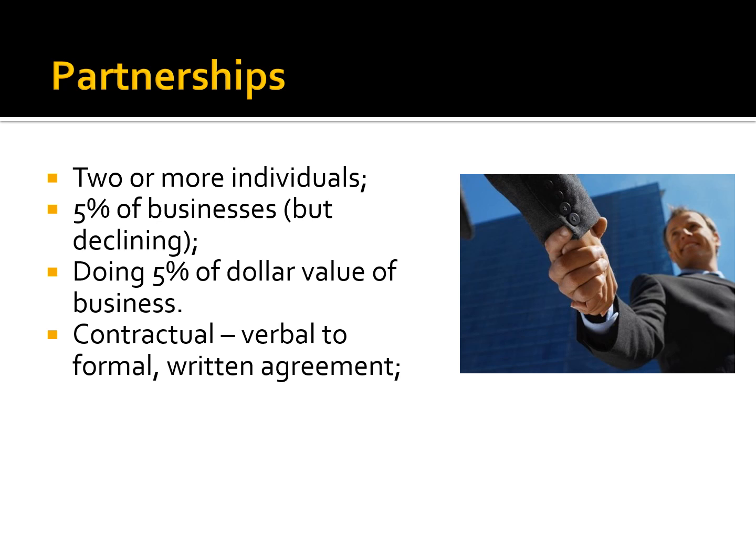So we're moving on. We're going to talk about partnerships next. A partnership is two or more individuals running a business. There is no limit to this. It's not like 2 to 5. It's simply 2 or more individuals. Now, partnerships only make up about 5% of all the businesses in the United States, and that is actually going down. And they only do about 5% of the dollar value of business, and that's about steady right now. So there's not a whole lot of these out there.